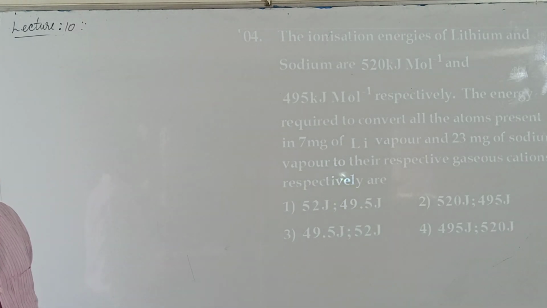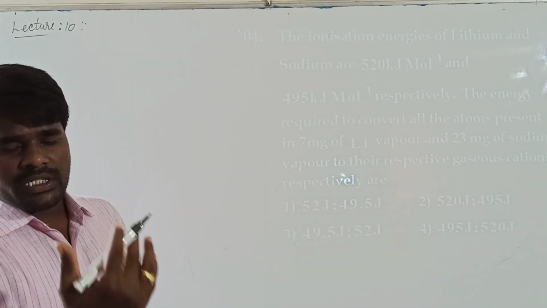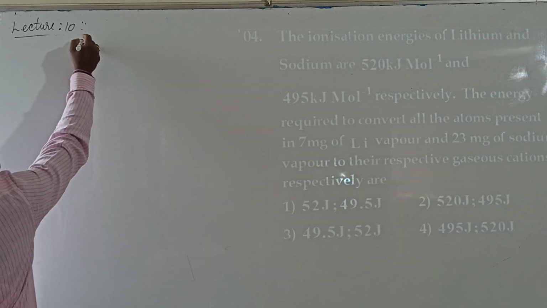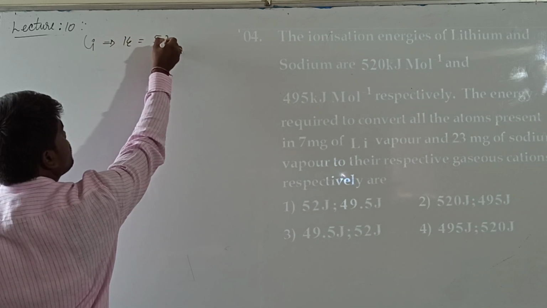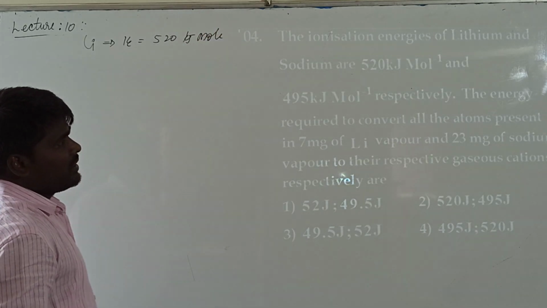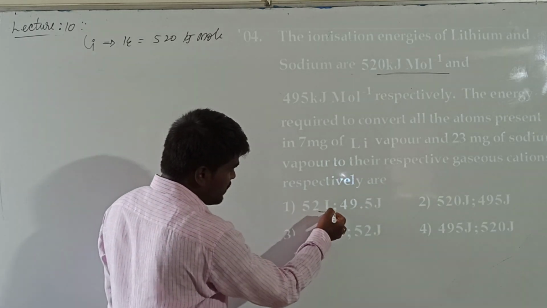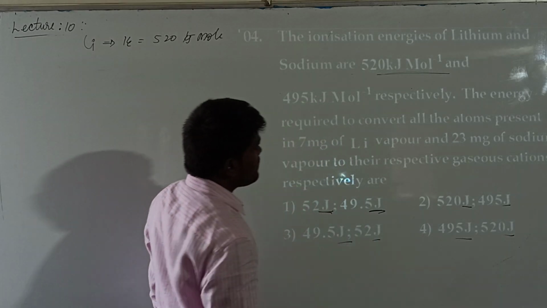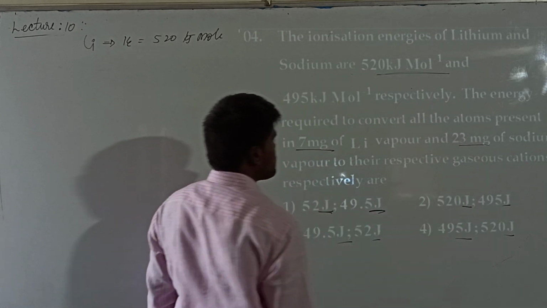What is meant by ionization energy? Basically, the amount of energy required to remove electrons from an isolated gaseous atom is called ionization energy. Here, lithium's ionization energy is given as 520 kilojoules per mole. Here he has given it in kilojoules per mole and is asking us to identify joules. If you see the options, they are in joules. And for how much is he asking us to calculate? 7 milligrams and 23 milligrams respectively.